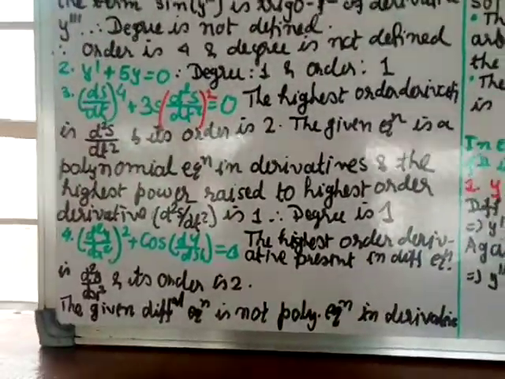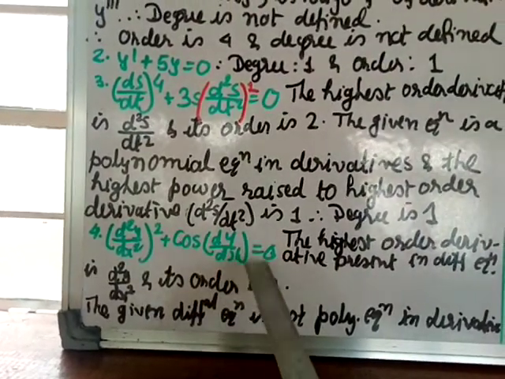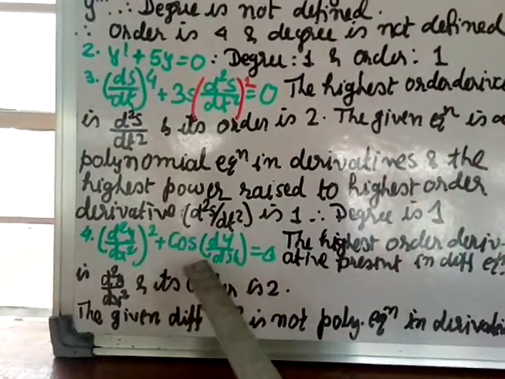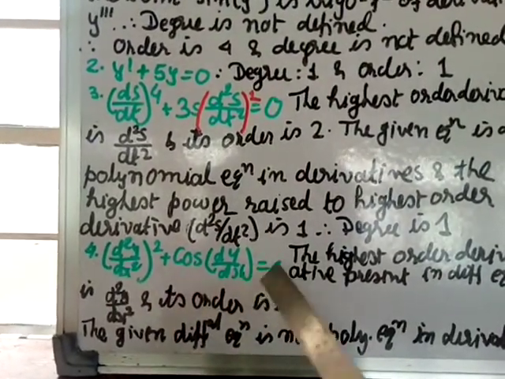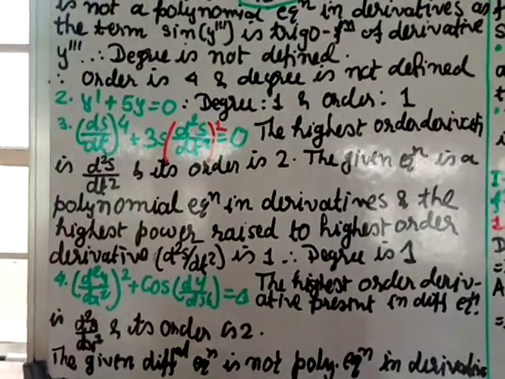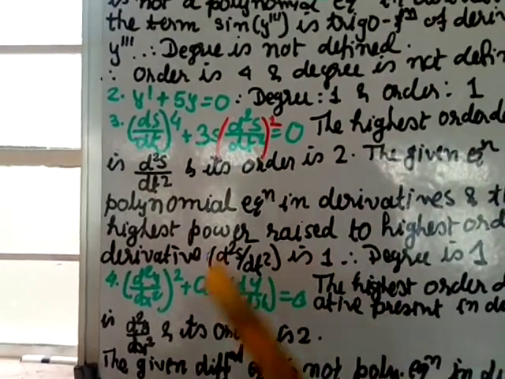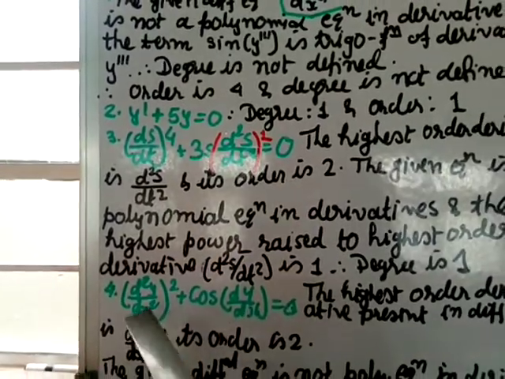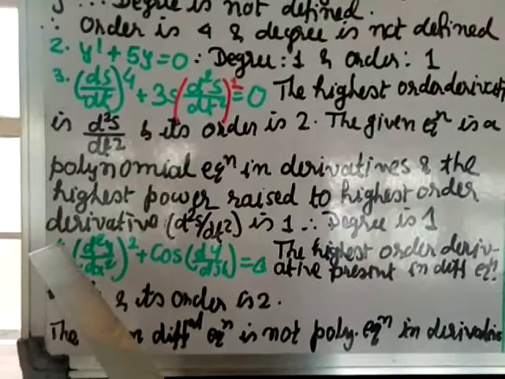Question number 4. d square y by dx square power 2 plus cos dy by dx equal to 0. Now here also you can see this cos dy by dx is not again polynomial in derivatives, because of this term cos dy by dx. So it has got no degree, but it has got order, second order, right? Because d square y by dx square is differentiated twice, so second order.